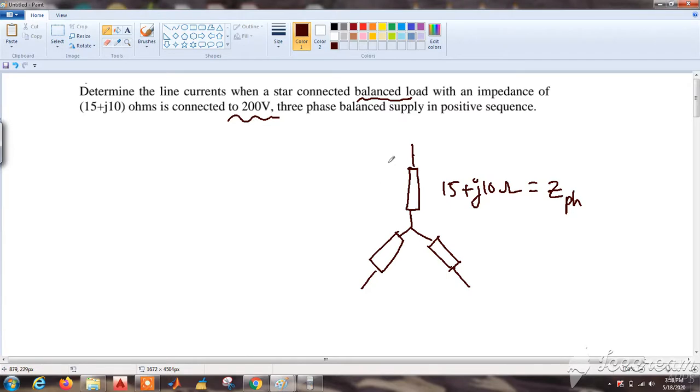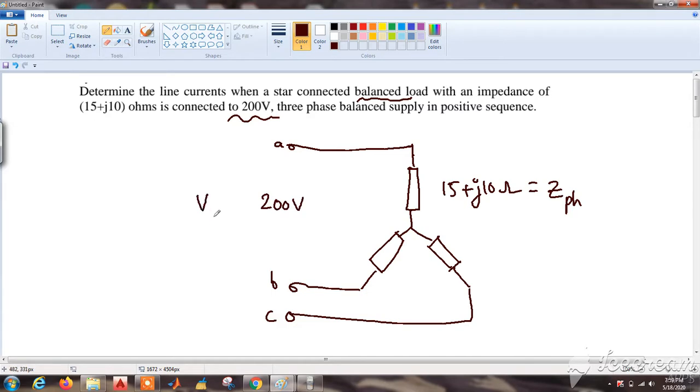So let us draw. I am taking ABC. You can take anything like RYB or UVW. So what is line voltage? Line voltage is represented by VL, and line voltage means it is between two lines. If you measure AB, it is 200 volts. From BC also, it is 200 volts, and CA also, it is 200 volts. But as it is three phase, it obviously will have a phase difference of 120 degrees.